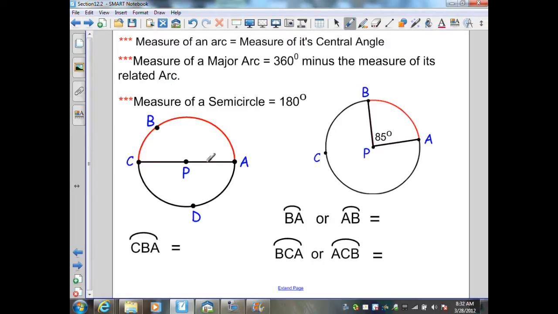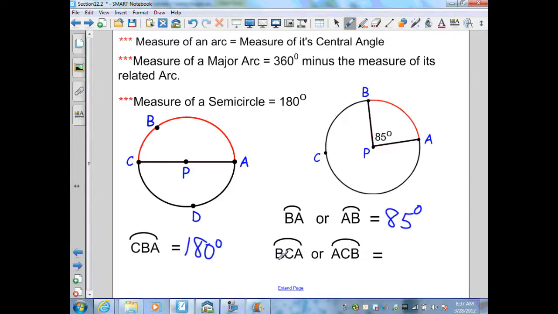In this diagram, I have a semicircle. It is formed by the diameter CA. Therefore, the measure of CBA, which is the semicircle, has to equal 180 degrees. Also, the semicircle CDA is 180 degrees. On my next diagram, I have arc BA, or also arc AB. They are the same arc. And I have angle BPA. The measure of angle BPA is 85 degrees. Therefore, the measure of its intercepted arc is 85 degrees.